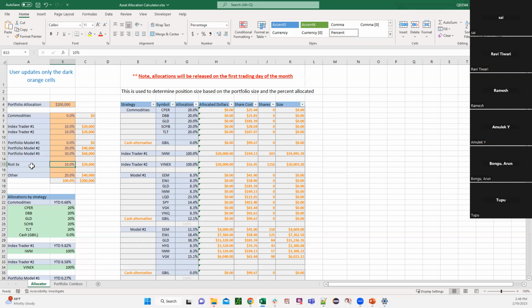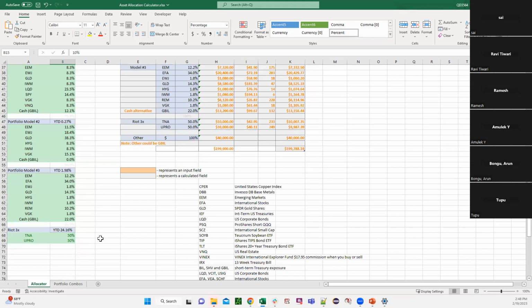But you also have to know which position to be in. For example, right now this is in TNA, which is the Russell, and UPRO is the S&P 500. It may switch this over to TQQQ, which is the NASDAQ, but it's using its algorithm to determine that. And I found that algorithm to be pretty uncanny at picking the right one to be in.